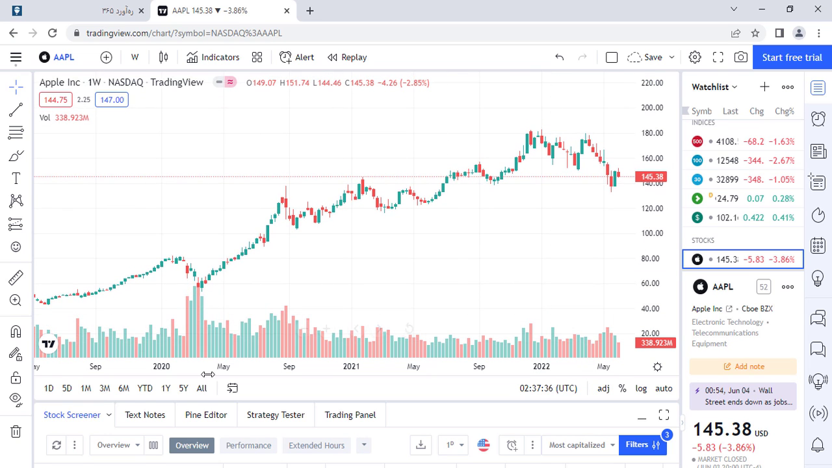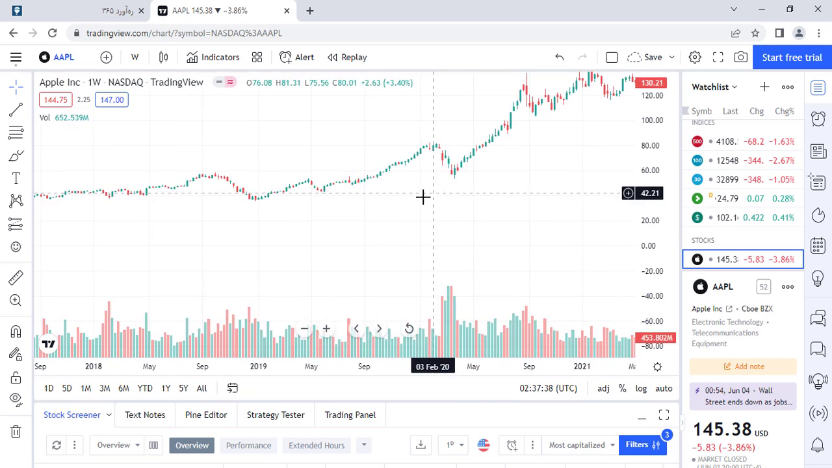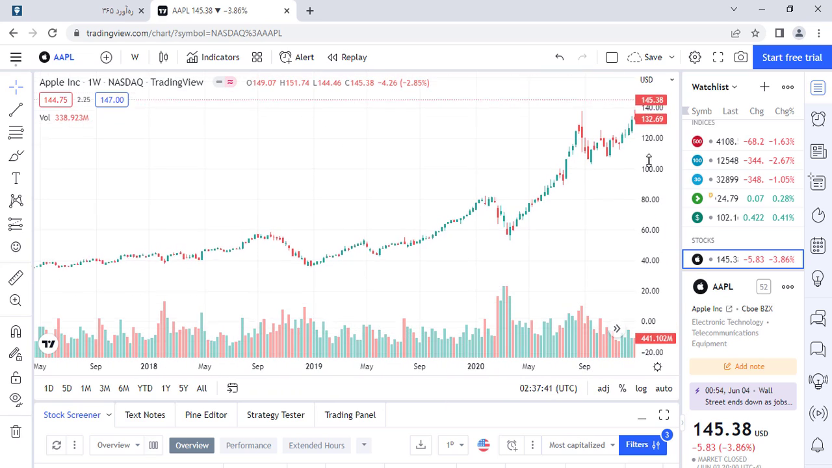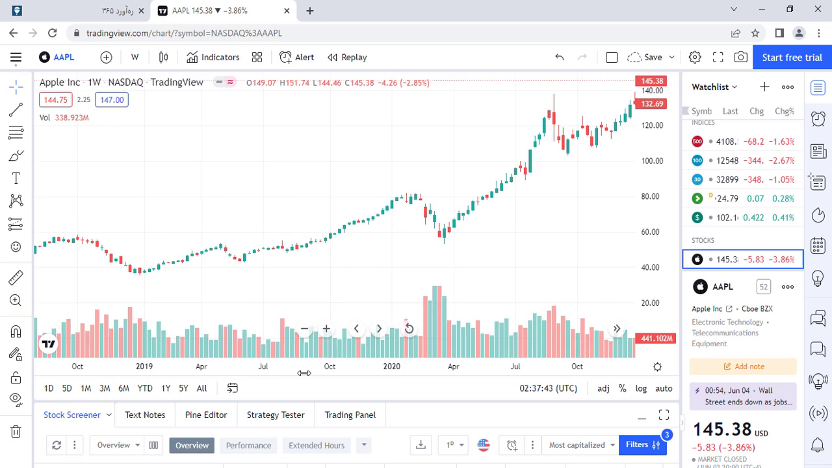I don't want to log into TradingView now, and it is driving me crazy.